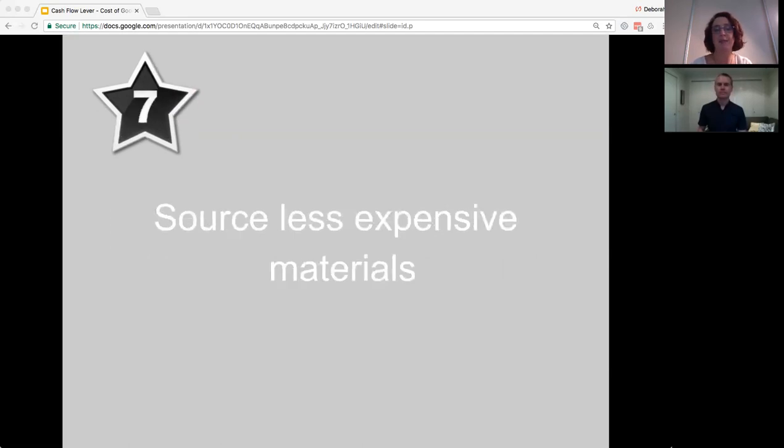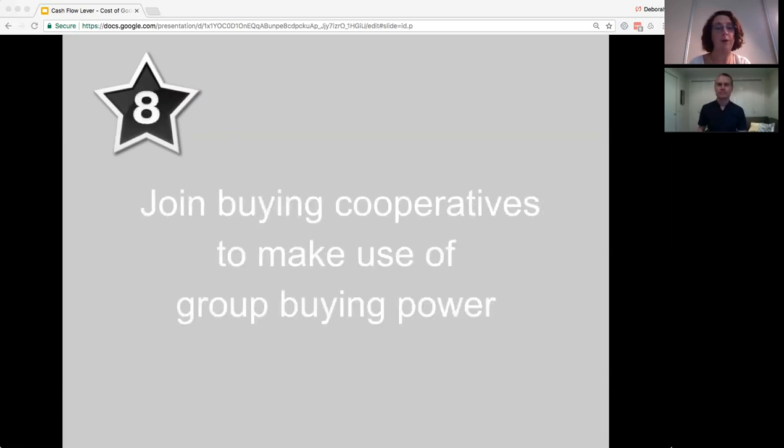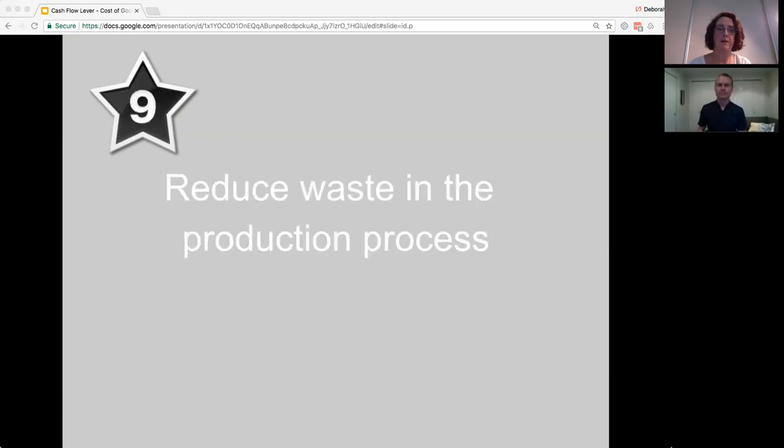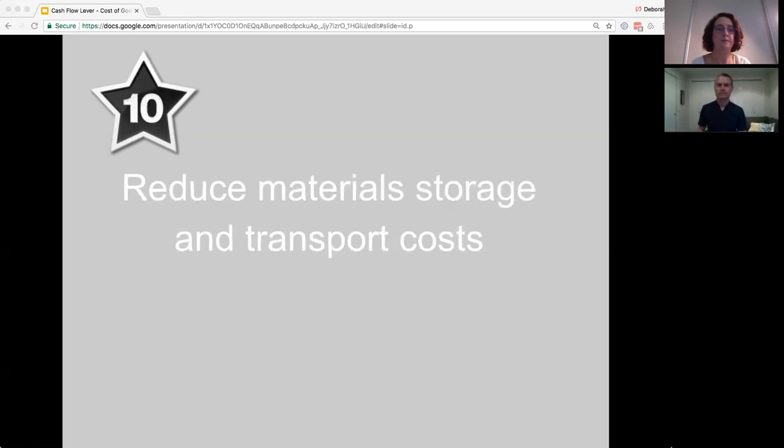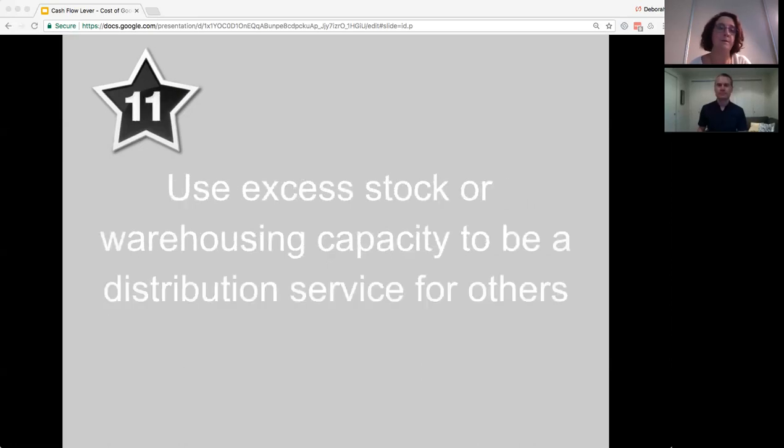Source less expensive materials. Join buying cooperatives to make use of group buying power. Reduce waste in the production process. Reduce the amount of materials that you store and reduce the amount of transport costs. Reduce how much it costs you to store the materials as well. Use excess stock or warehousing capacity to be a distribution service for others.